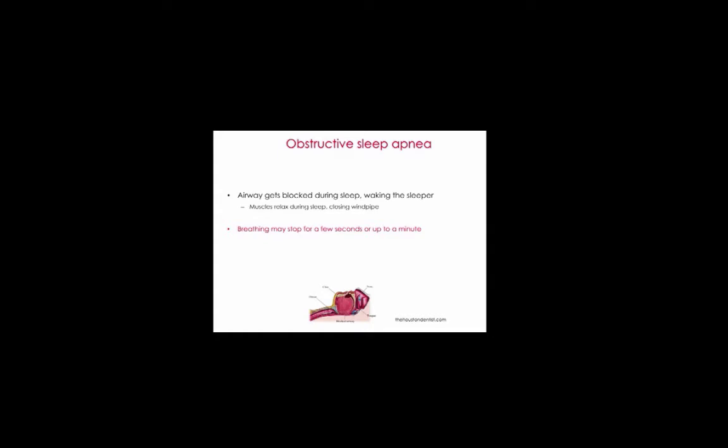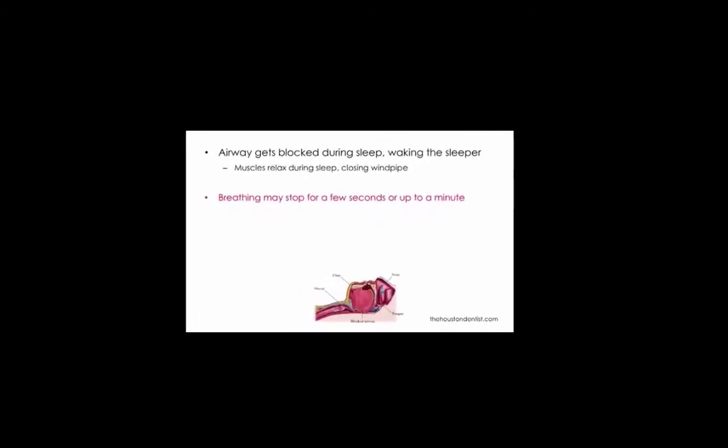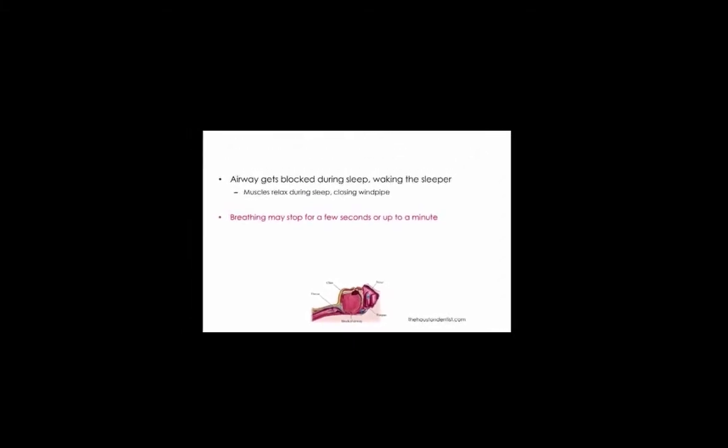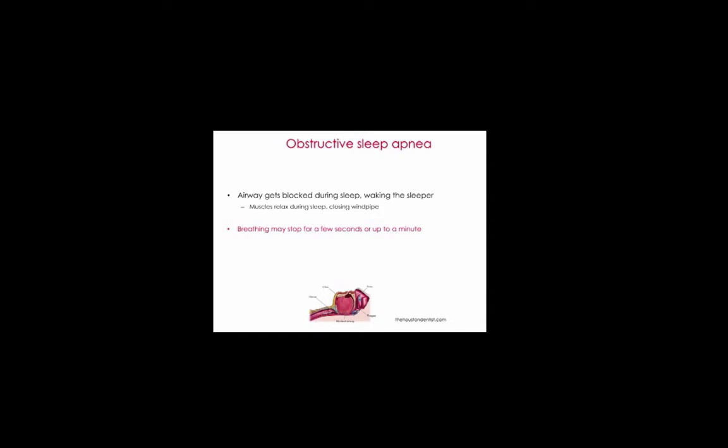In obstructive sleep apnea, the airway gets blocked during sleep and it causes the individual to wake up. Muscles relax during sleep, closing the windpipe, the pipe that gets the air that you inhale into your lungs. And breathing can stop for a few seconds or up to a minute. Falling blood levels of oxygen cause the person to wake up, hopefully enough to tighten those airway muscles and reopen the windpipe. The person may snort or gasp and then go back to normal breathing. This cycle has been shown to occur in some individuals hundreds of times during the night.